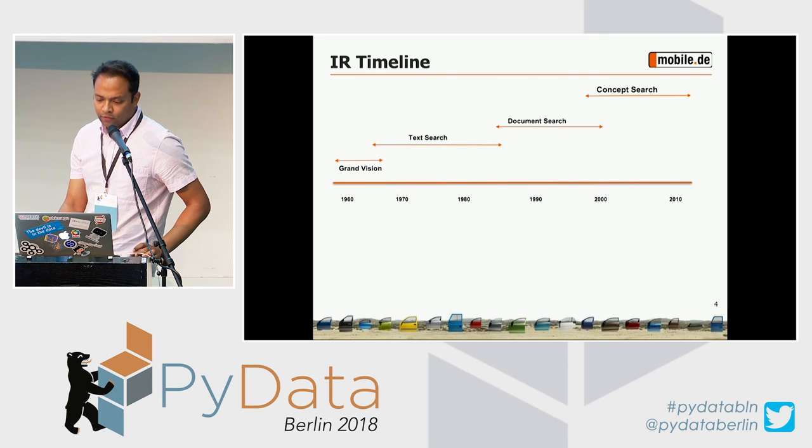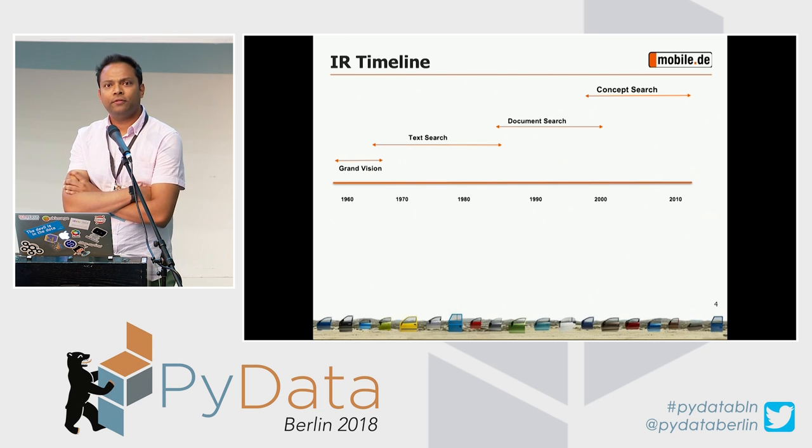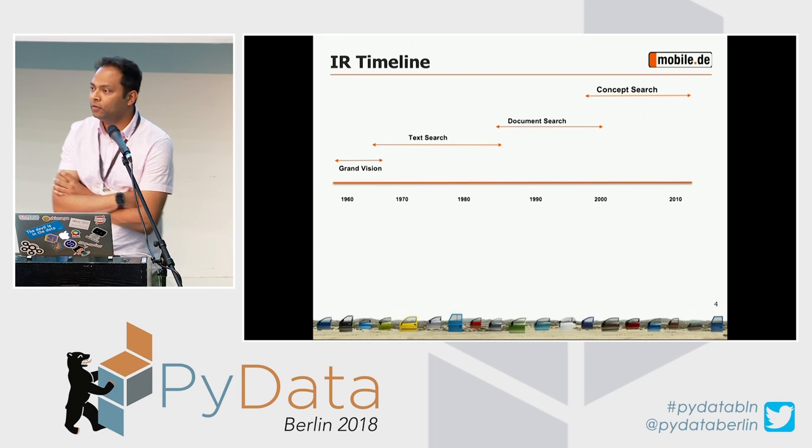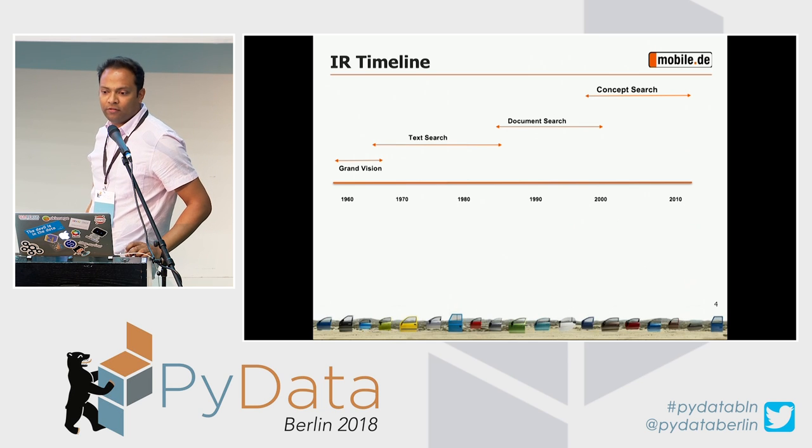So talking of IR, or information retrieval. On an extremely general level, information retrieval is about how you can order a set of documents. You have a particular query, you ask the black box, and you want to retrieve a set of documents. That's all it's about. But if you see it on a timeline, it's a very, very old concept. Back in the 1960s this grand idea came into inception, and from there on you see how it developed. Initially it was just text, then it was more document-centric, and now it's more into conceptual searches and stuff like that.